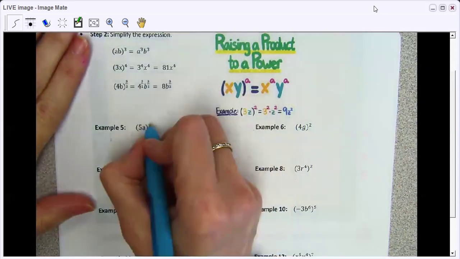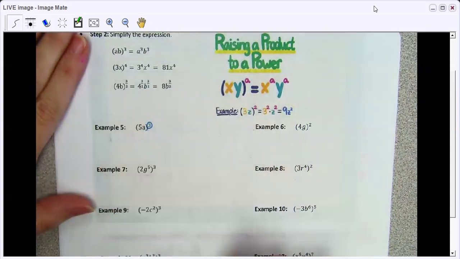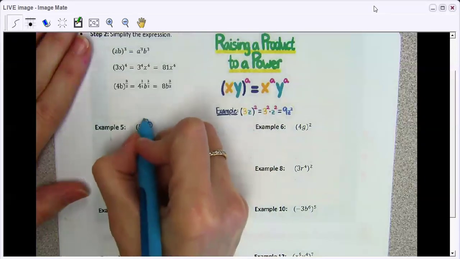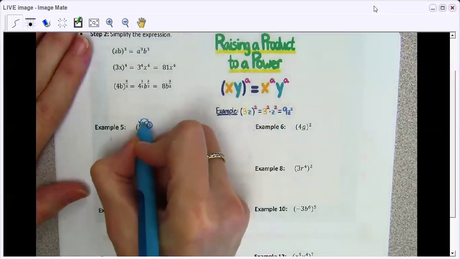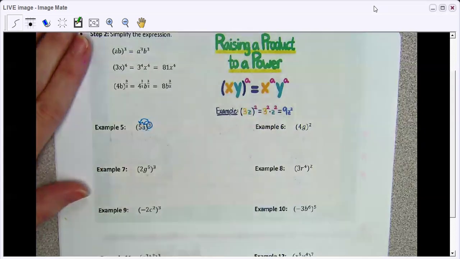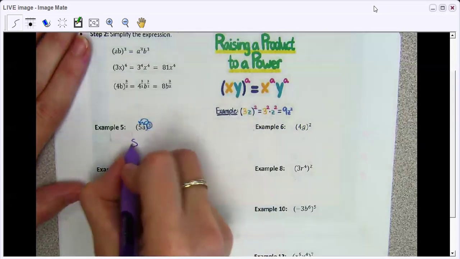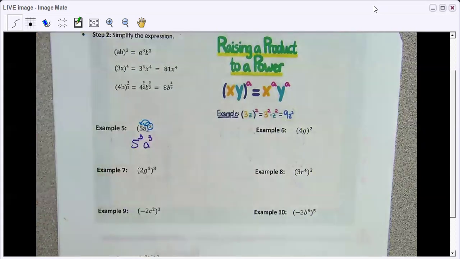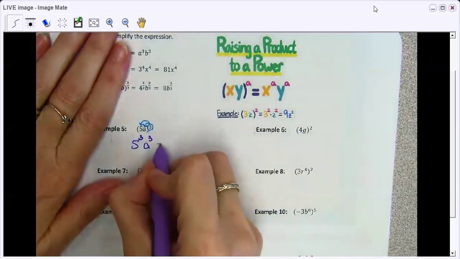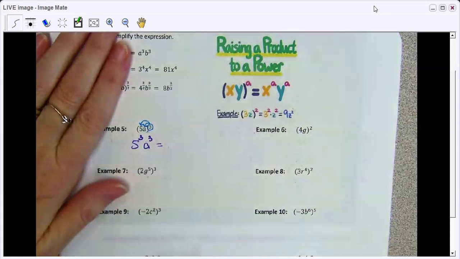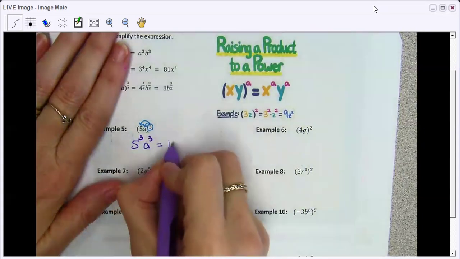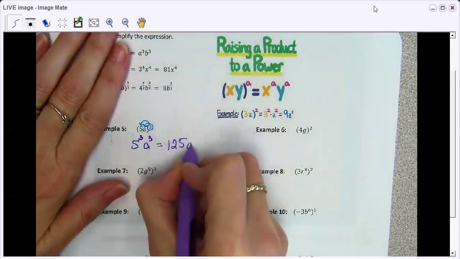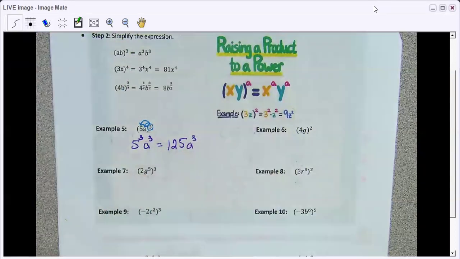So you're going to take the exponent on the outside of the parenthesis. You are going to distribute it to both terms inside of the parenthesis. So you end up with 5 cubed a cubed. But remember, you need to simplify this as far as you can go. And so we are going to simplify 5 cubed. And 5 cubed is 125. So 125 a to the power of 3 would be your final answer.